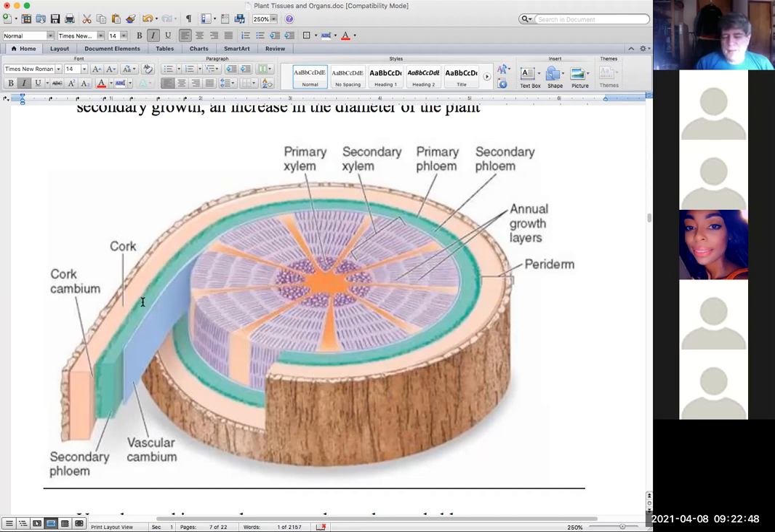Now we have another type of lateral meristem. We have a layer that's right on the outside of this dark green. The dark green is the primary phloem. And right on the outside of this is a layer called the cork cambium. And the cork cambium divides by mitosis. And again, one daughter cell stays in the cambium, and one daughter cell is pushed outward to form bark.